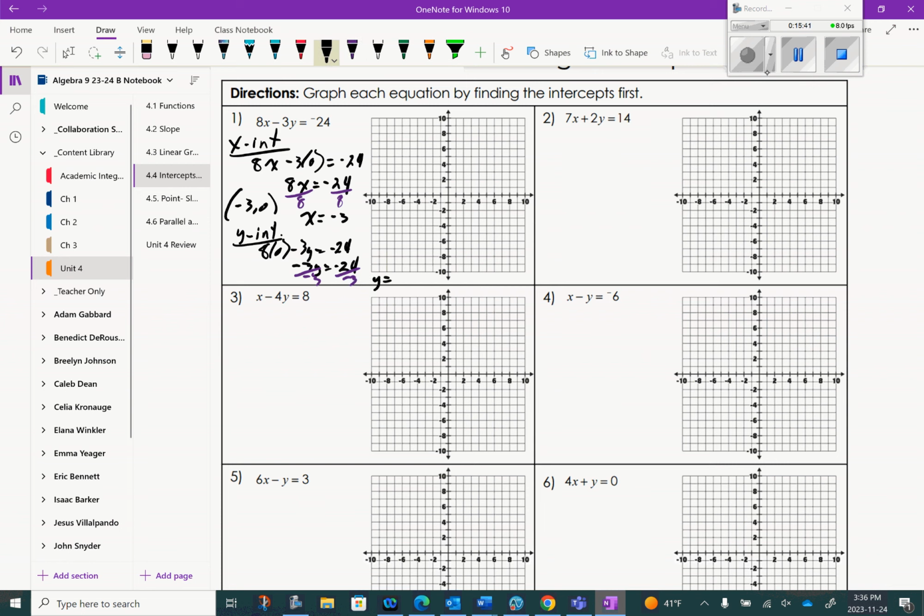Sorry, used too much space up above. Negative divided by negative is positive. 24 divided by 3 is 8. So this is the point 0, 8. So again, if I plot -3, 0, that's from the origin, 3 spaces left. And then my y-intercept is all the way up here at 0, +8.